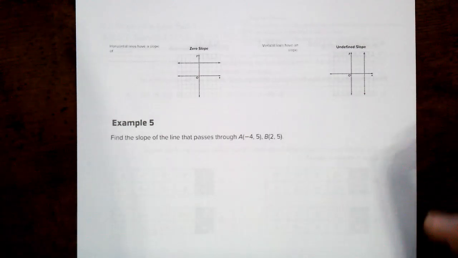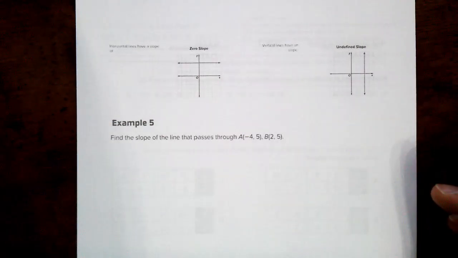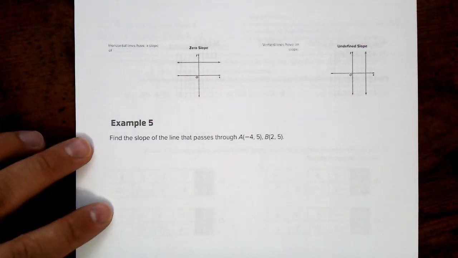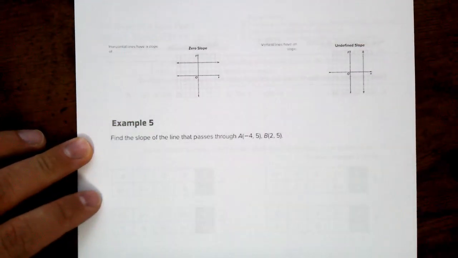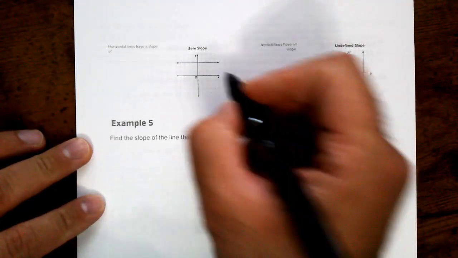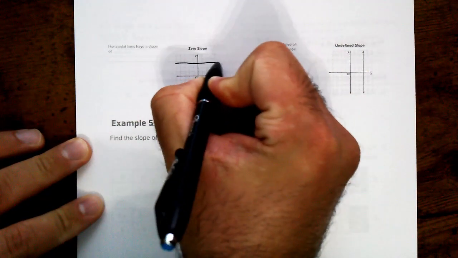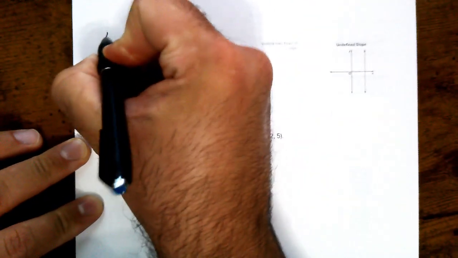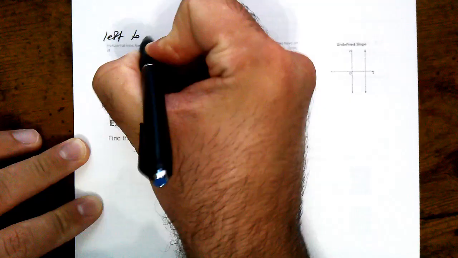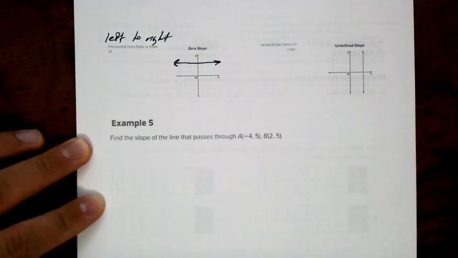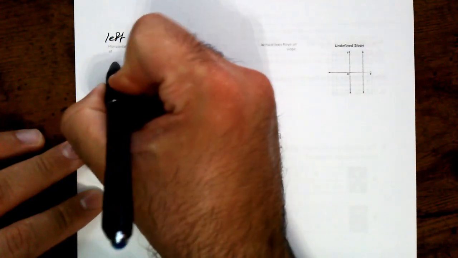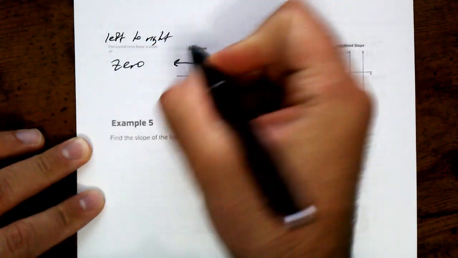Two new slopes that we didn't talk about before. We've talked about positive, we've talked about negative. Now we're going to talk about zero and undefined. Any horizontal line, so here we have one going straight across the graph left to right, any line that goes right to left, straight across, has a slope of 0.